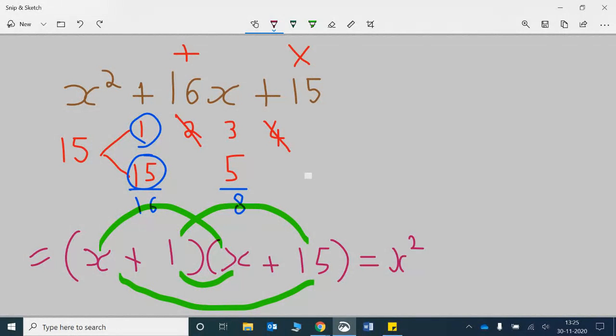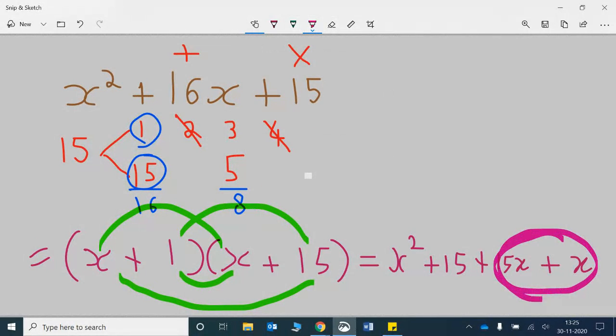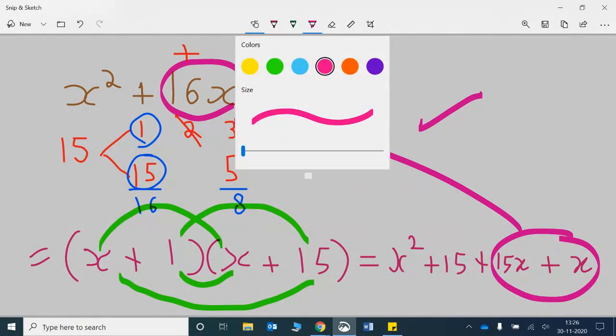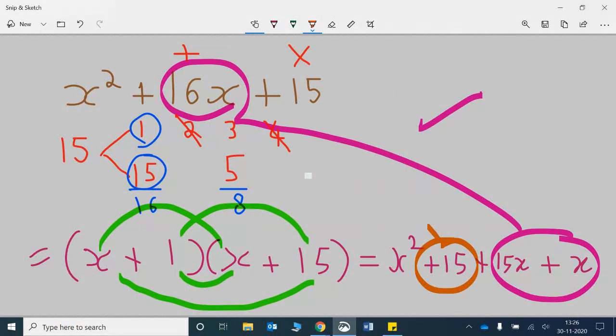So 1 times 15 is plus 15. And then we've got x times 15, so plus 15x. And we've got 1 times x as well, which is plus x. Now, if you put your middle terms together, 15x plus x does give 16x, so that's good. And then we can also see that we get a plus 15 here as well. So we've got the same thing. We've multiplied it out just to check that we're right.